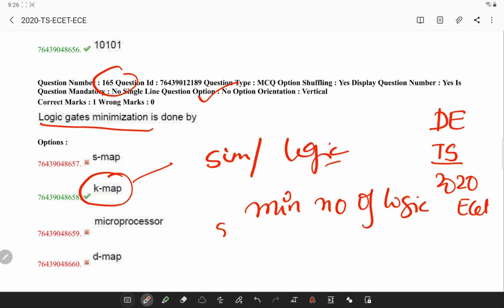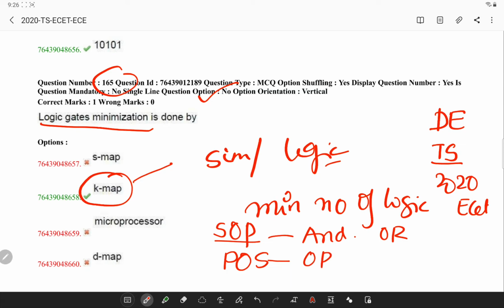So here you will be using SOP, sum of products, which can be implemented by using AND gates feeding into an OR gate, and also you can use product of sums expression, which is implemented by OR gates feeding to an AND gate.